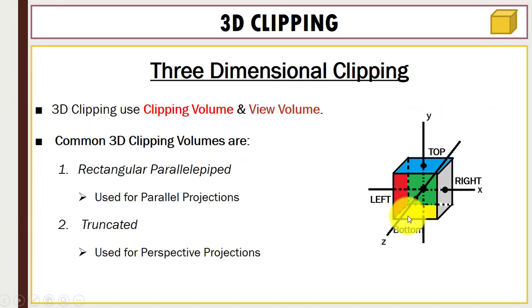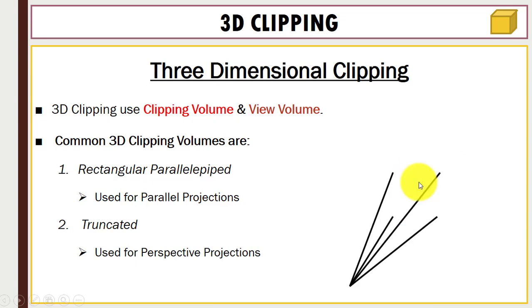Next is three-dimensional clipping. In three-dimensional clipping we are using the clipping volume and the view volume. We have two types of clipping volume, that is the rectangular parallelepiped and the truncated pyramid. This one is used for the parallel projection and this one is used for the perspective projection, and this is the example of parallel projection. That is the example of a rectangular parallelepiped clipping volume.